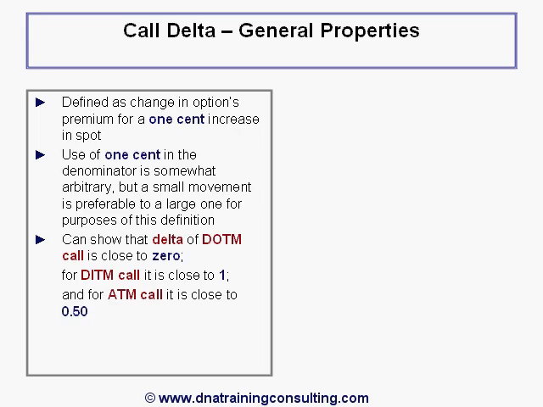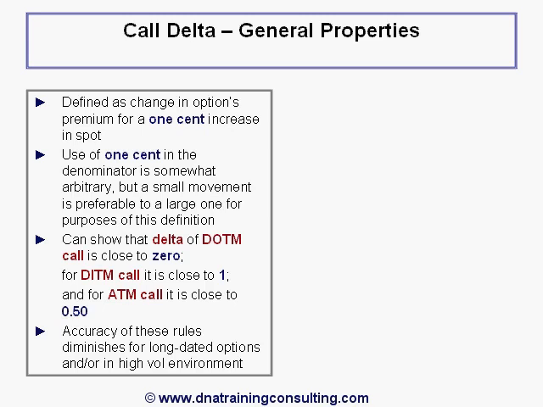These relationships can be formally shown to be more or less correct, and to become more accurate still as the time to maturity approaches 0, and especially if volatility is low or moderate. They are in fact less accurate for long-dated options and/or in a high vol environment. You should click pause and, using spreadsheet GK, confirm this to your satisfaction.